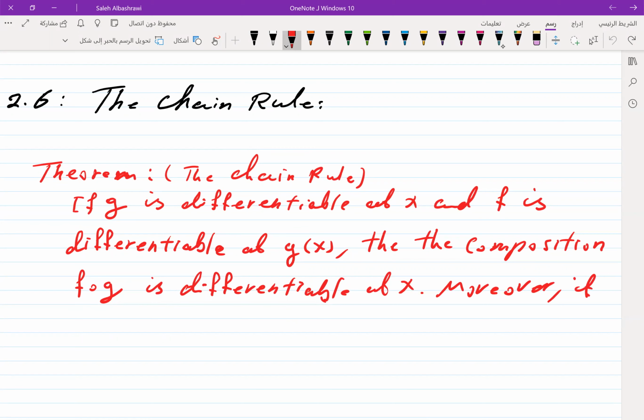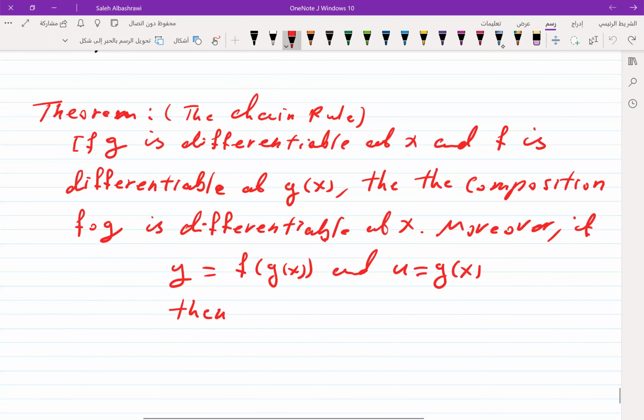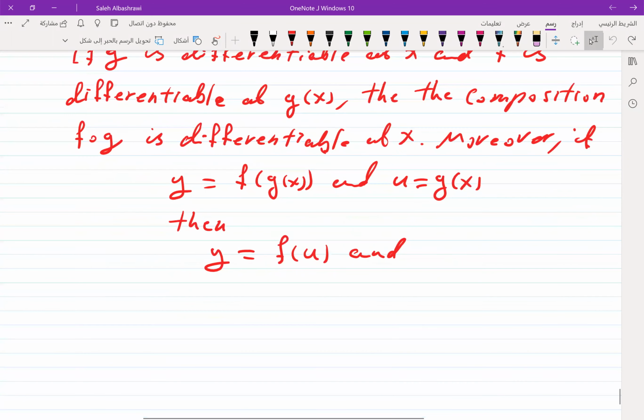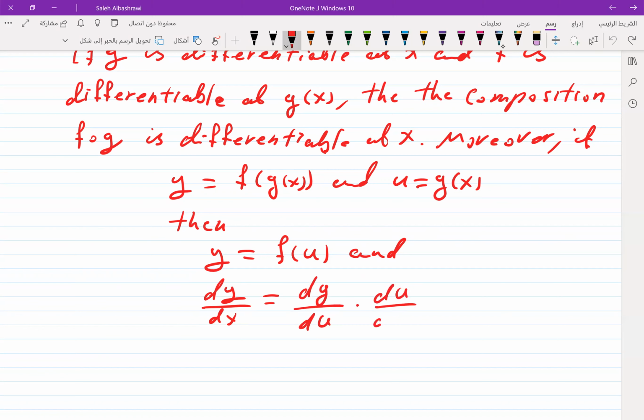we say that if y equal to f of x and u equal to g of x, then y will be written as y equal to f of u, and dy by dx equal to dy by du multiplied by du by dx, because this is the chain rule.